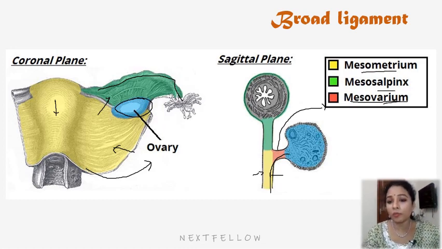Mesometrium is that part of broad ligament which is associated with the uterus. Mesosalpinx is a fold which covers the uterine tube. Meso-ovarium is for the ovaries. It connects to the ovaries. So mesosalpinx and meso-ovarium, I hope you understood.